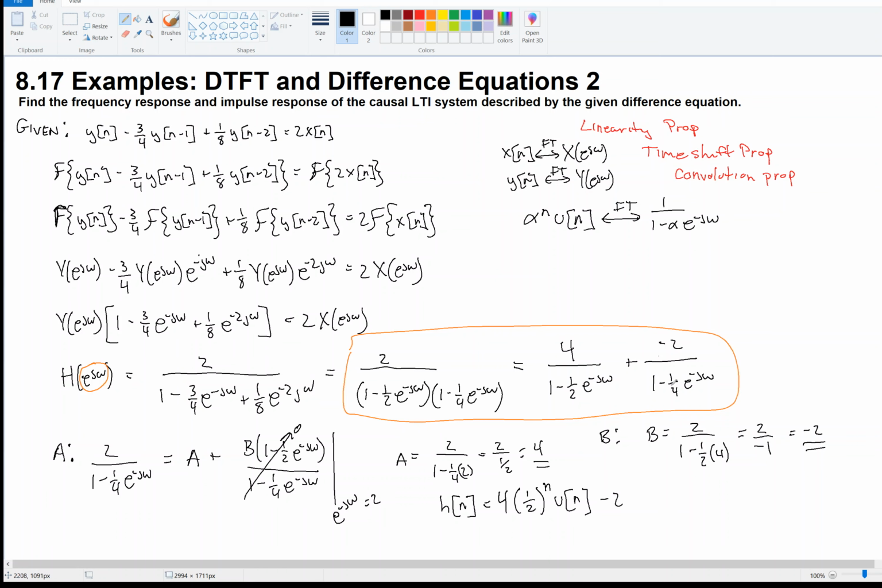Linearity allows me to then consider this piece, minus 2 times 1 over 1 minus 1/4 e to the minus j omega. So I form fit this. I see alpha is 1/2, or excuse me, alpha is 1/4. So this is 1/4 to the n u of n. And that's my answer. If I like, I can factor out the unit step and maybe a 2, but that's it. That's the answer.